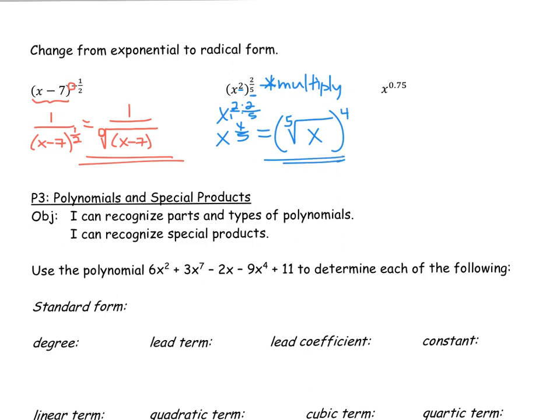All right, everybody, one more. X to the 0.75. Well, if it's a decimal, we need to convert that back to a fraction. 0.75 would be 75 hundredths, or 75 out of 100, and that reduces to 3/4. That would be equivalent. Once we know our exponent, now it's kind of business as usual. Our base is x, and that stays on the inside. 4 is our n value, and 3 is our m value.